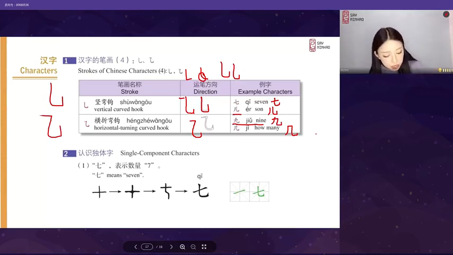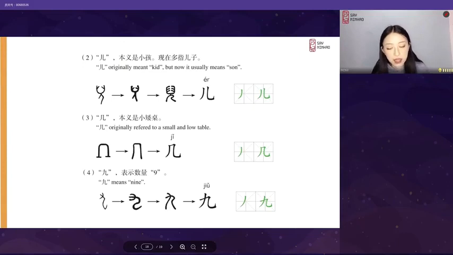Now let's move on to the single component characters for today. First one, 七, we just learned. It is a horizontal with a vertical curved hook. 七 means seven. Okay, next one is 儿. We just learned it. It means sun. It is written in this way. First, a short left turning, and then a little bit longer vertical curved hook. Okay, try to write it. Left turning and then a vertical curved hook. This means sun.